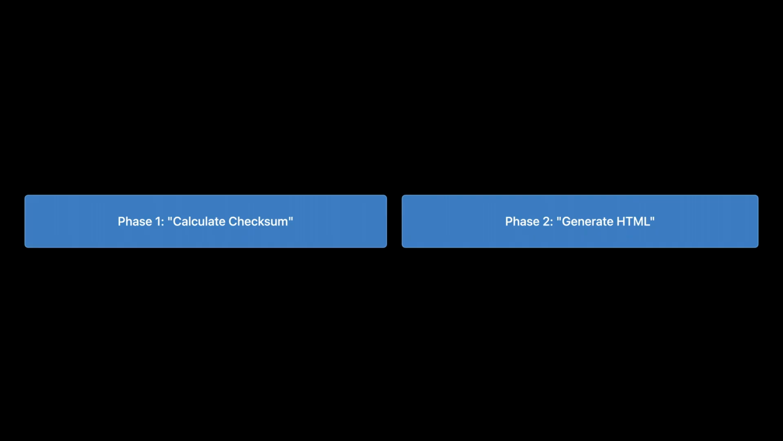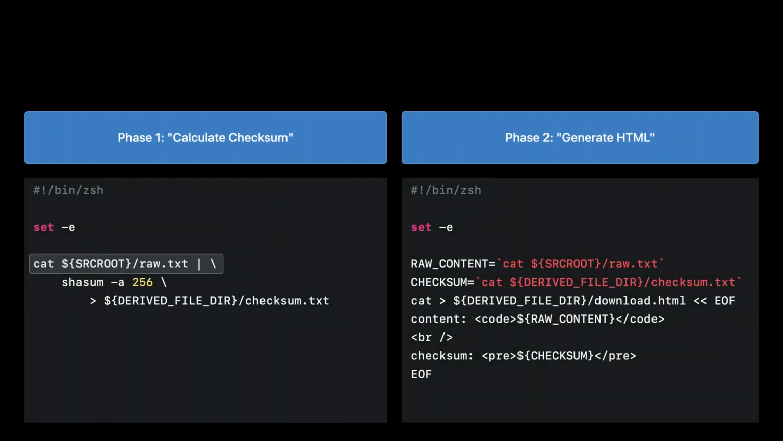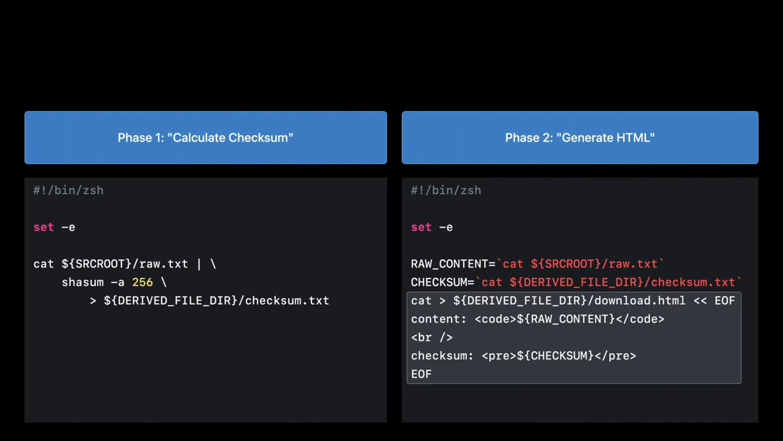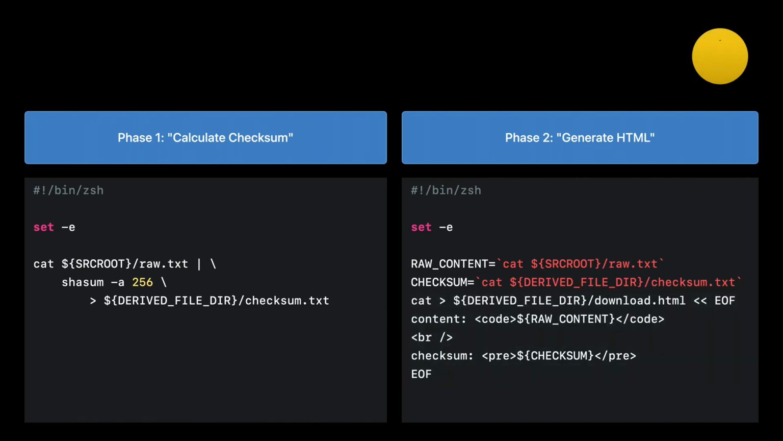Now, let's explore an example with more than one script phase and see how sandboxing prevents data races and incorrect builds. There are two script phases. The first one reads a text file, calculates a checksum of its content, and writes that value to an intermediate file in derived file.dir. The other script reads the same text file, as well as the produced checksum, and injects them into an HTML file for later display in the app. If the precise set of input and output dependencies for these phases is not declared, Xcode will run the two scripts in parallel when fuse build script phases is on.